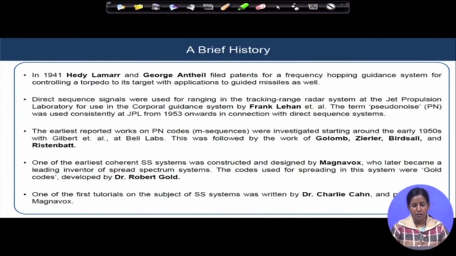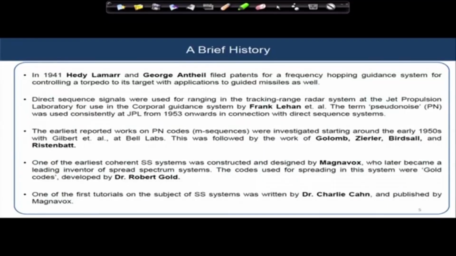Next, let us have a very brief overview of the history: where was the start point of spread spectrum communication, who did it first, and who are the legendary people who led spread spectrum based research, especially in finding out and designing the different keys.